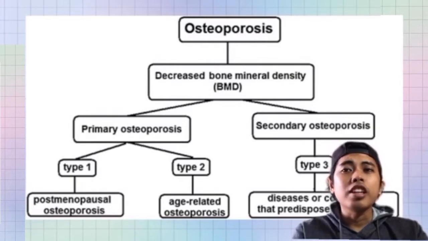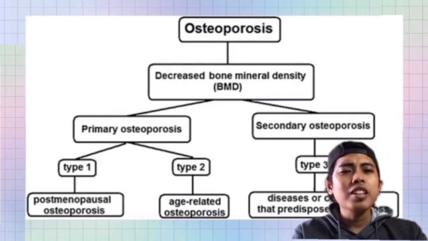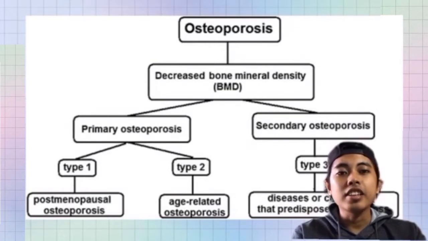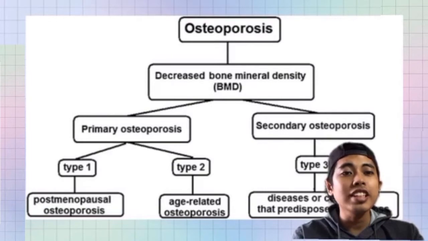Okay, next, for the categories of osteoporosis. There are two categories of osteoporosis that have been identified. They are primary and secondary. Primary osteoporosis is the most common form of the disease and includes post-menopausal osteoporosis for type 1 and age-related osteoporosis for type 2. Secondary osteoporosis is categorized as having a clearly defined etiologic mechanism.